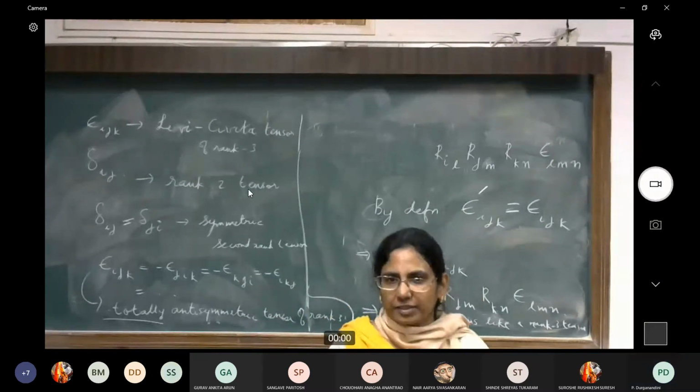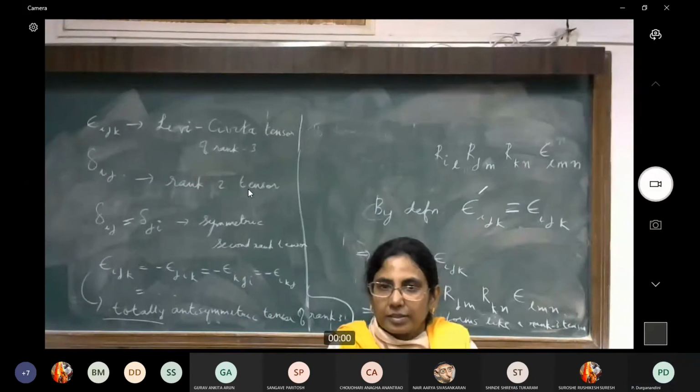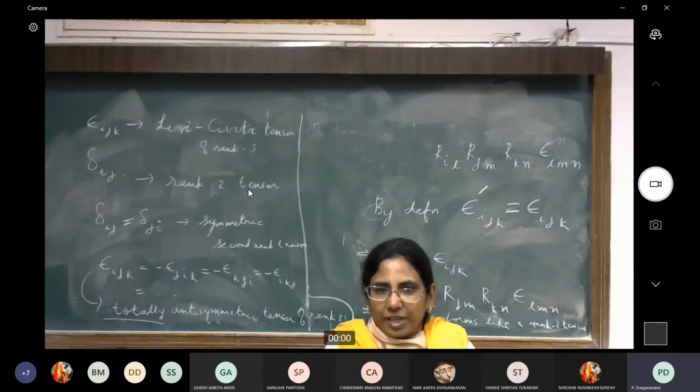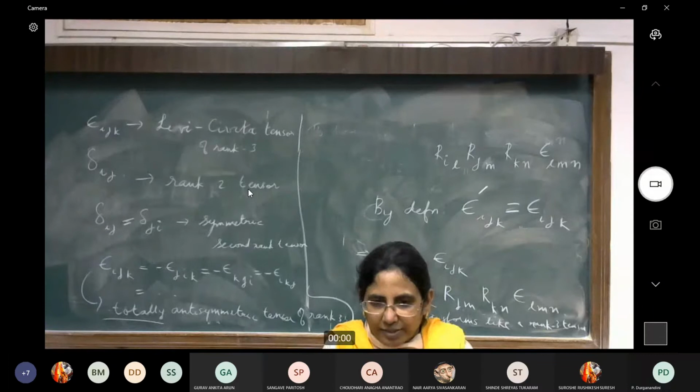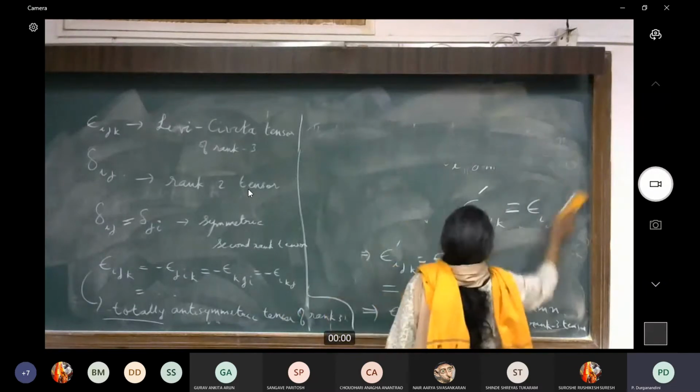Pardon? To show that epsilon ijk is a rank 3 tensor, we use the rotation matrix. Can we do it for a general matrix? No, but the way we have defined it, how did I define my tensor itself? See, how did I define a tensor? A Cartesian tensor, how did we define it?